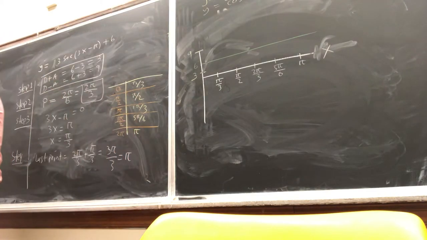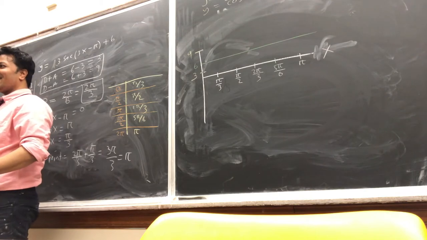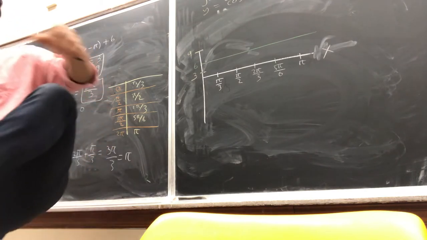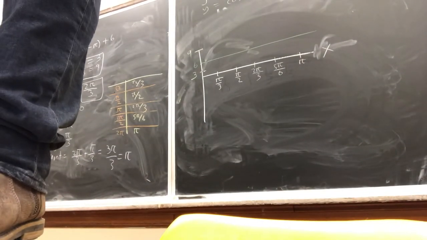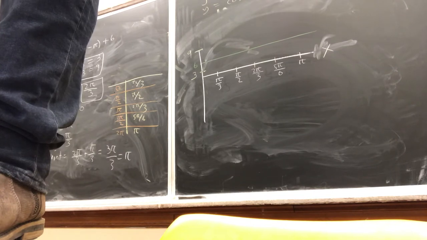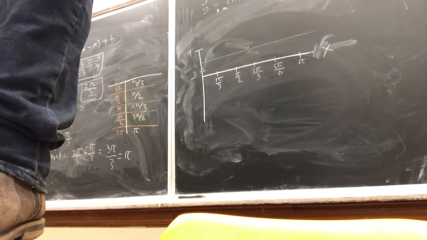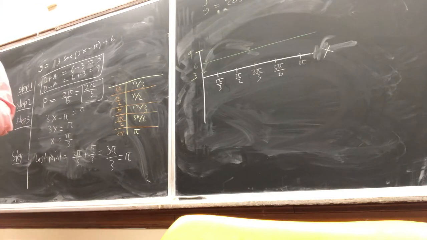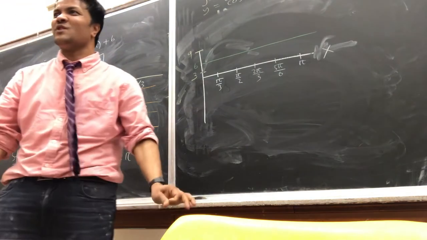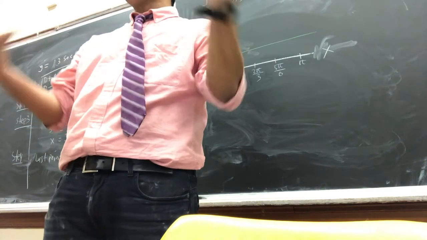This is more distance. More distance means more time. Countdown, 3, 2, 1, 0. One second. It could be 1.1 seconds. It doesn't matter, but about 1 second. So it gives us some idea.